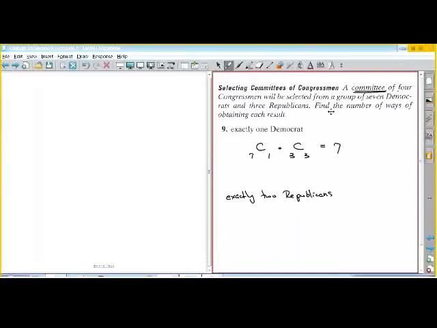So the first one is 7. There's 7 different choices, because I have 7 Democrats and I have 1 seat. So there's 7 different ways I can do that.